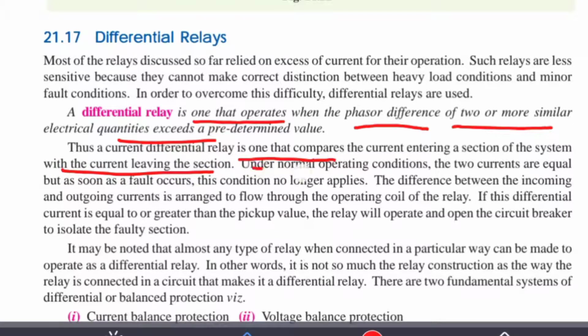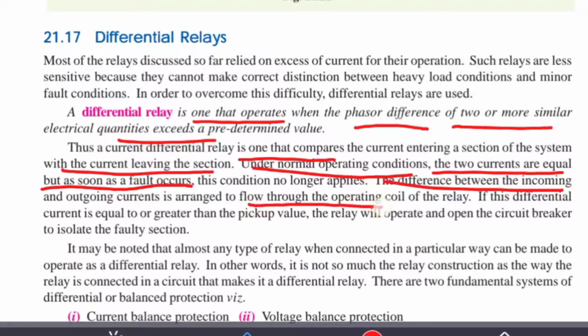If the current entering equals the current leaving, there is no current through the moving coil. Under normal operating conditions the two currents are equal, but as soon as a fault occurs, this condition no longer applies, meaning the two currents will not be equal. The difference between the incoming and outgoing currents is arranged to flow through the operating coil of the relay. That is a differential relay.